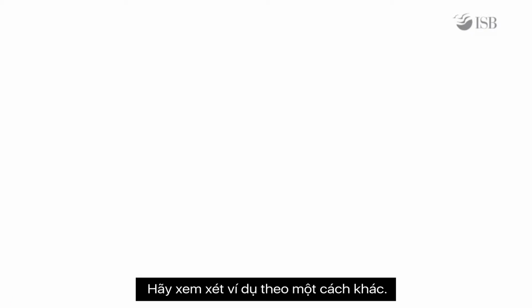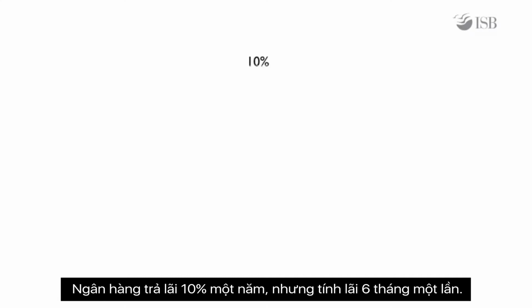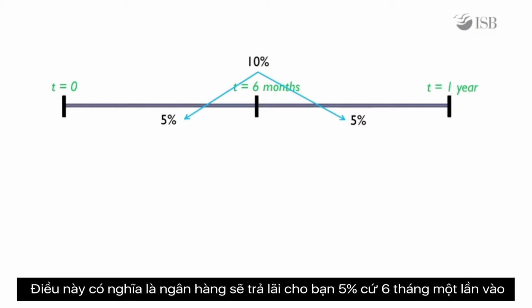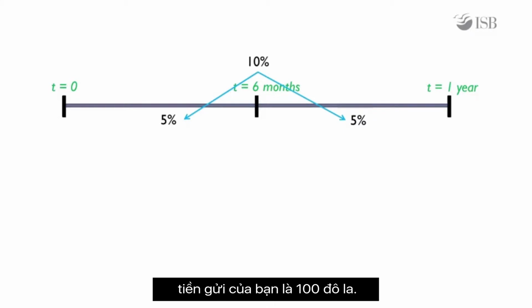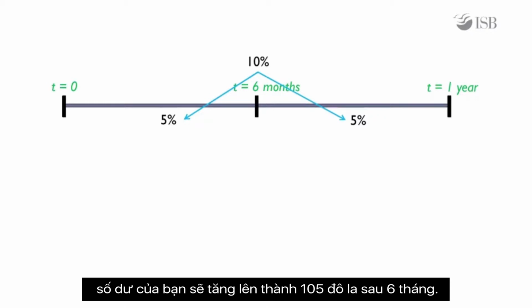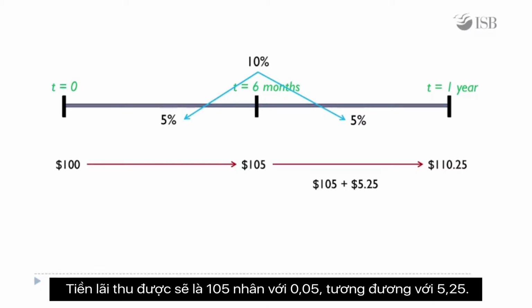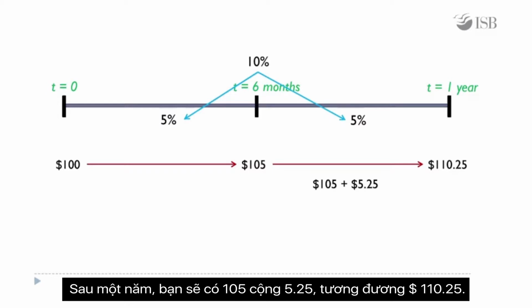Let's look at the example a little differently. The bank pays an interest of 10% a year but computes interest every 6 months. This means that the bank will pay you an interest of 5% every 6 months on your deposit of $100. So if you deposit $100 today, your balance will increase to $105 after 6 months. The $105 will earn interest at 5% for the next 6 months. Interest earned will be 105 times 0.05, which equals 5.25. After 1 year, you will have 105 plus 5.25, which equals 110.25.